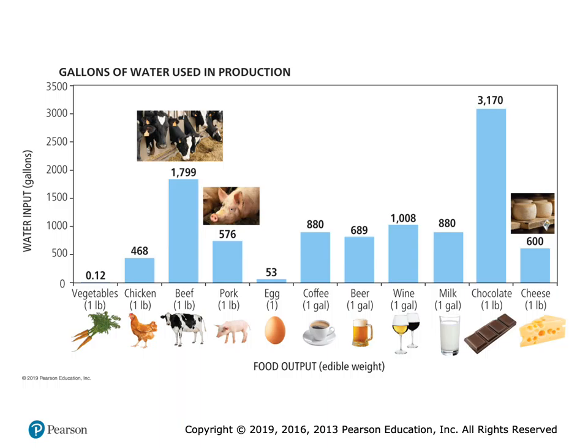Eggs are also low on water production. What's next? Chicken, cheese, chocolate requires a lot of water production. I don't know if I can give that up yet. Or wine when I'm not pregnant, as well as beef. So again, just trying to make conscientious choices about what food you're eating. Choices can reduce the environmental impacts and encourage sustainable agriculture.